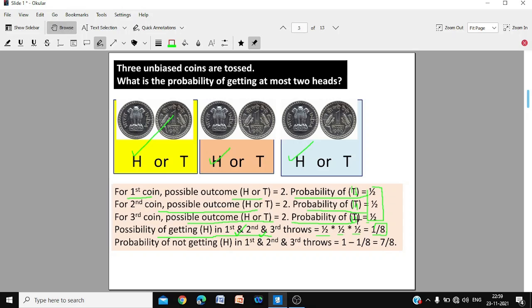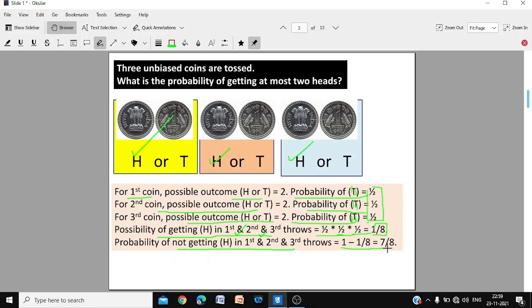So you want either 1 head or 2 heads, but not 3 heads. So the possibility of getting head in all the 3 tosses, first and second and third, and means multiplication, will be half into half into half, that is 1 by 8. And the probability of not getting heads in all the 3 cases, that is the possibility of not getting 3 heads, would be 1 minus 1 by 8, 7 by 8. So 7 by 8 is the probability of not getting 3 heads.